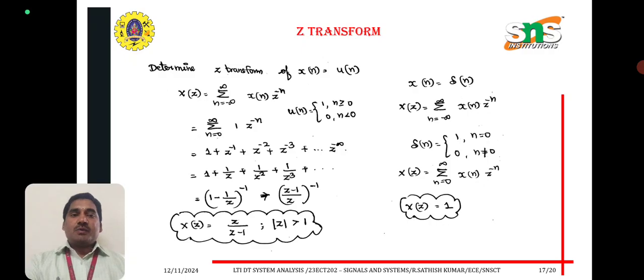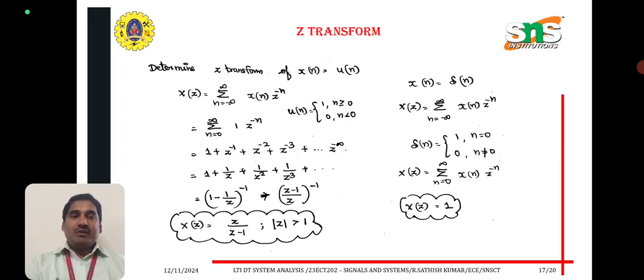Determine Z transform of X of n is equal to U of n. X of Z is summation n is equal to minus infinity to plus infinity X of n into Z power minus n. U of n is equal to 1 for n greater than or equal to 0, 0 for n less than 0. Now we multiply with 1 into Z power minus n. Limits vary from 0 to infinity. We get 1 plus 1 by Z plus 1 by Z square plus 1 by Z cube up to infinity. Using the geometric series, 1 plus a plus a square gives 1 divided by 1 minus a. We get it as Z divided by Z minus 1. Modulus of Z should be greater than 1.